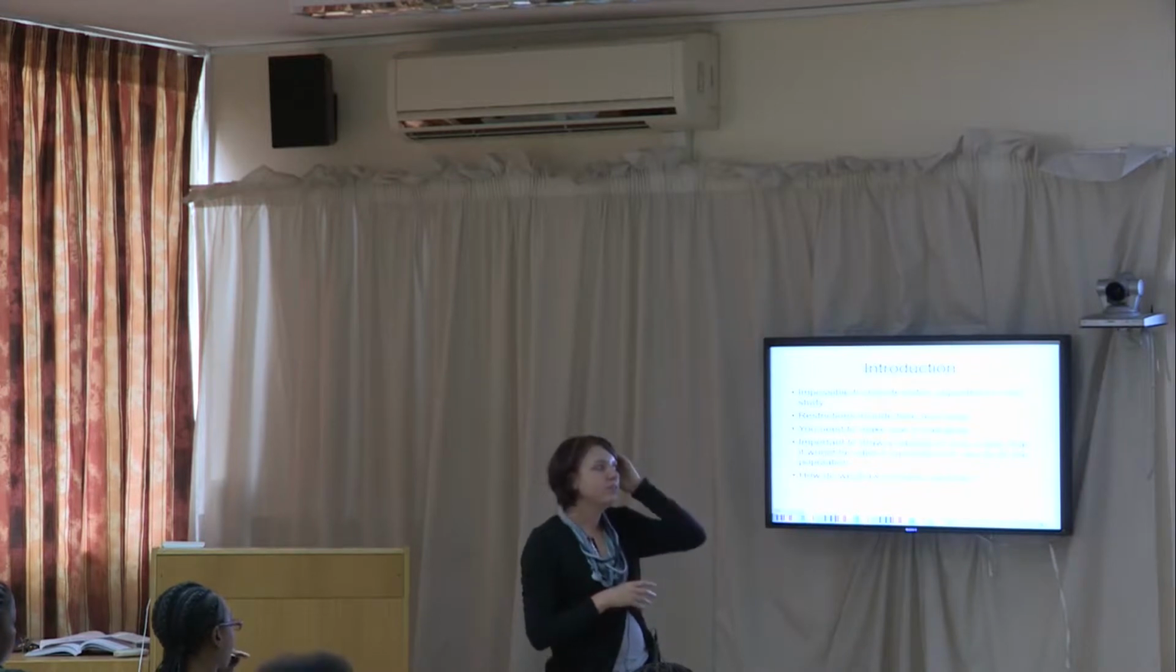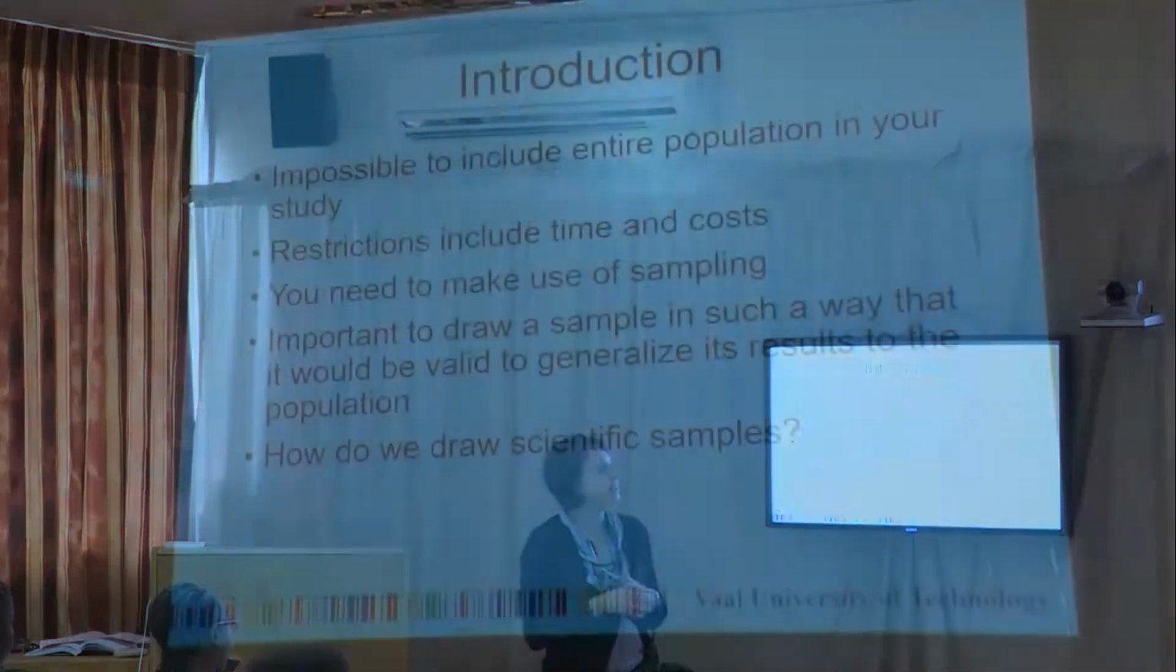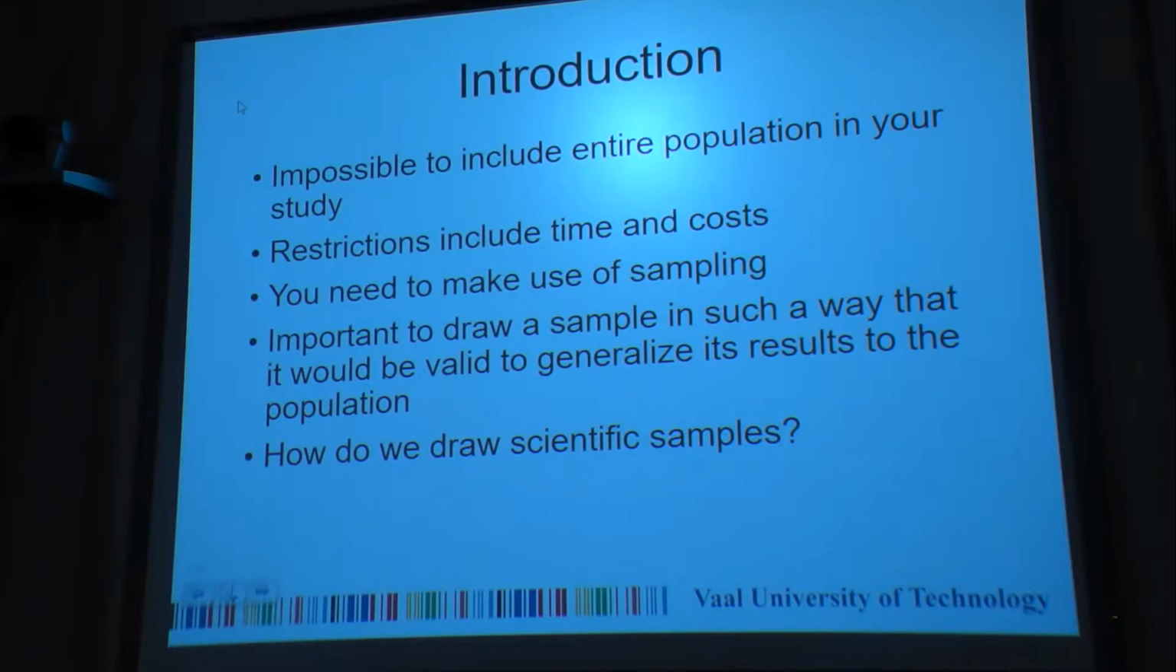So it is impossible to include, we've already said that, the entire population in your study because we have restrictions like time and cost. Therefore, you need to make use of sampling. It's important to draw a sample in such a way that it would be valid to generalize its result to the population. So in other words, we need to draw representative samples, samples that are an accurate description of the respondents that we find in the population. If the sample is too small, then we cannot generalize, for example, to the whole population.